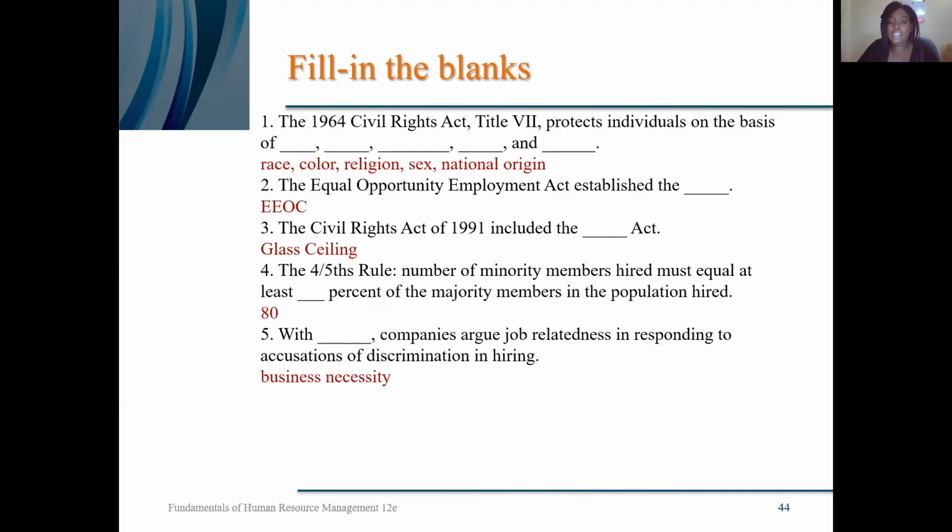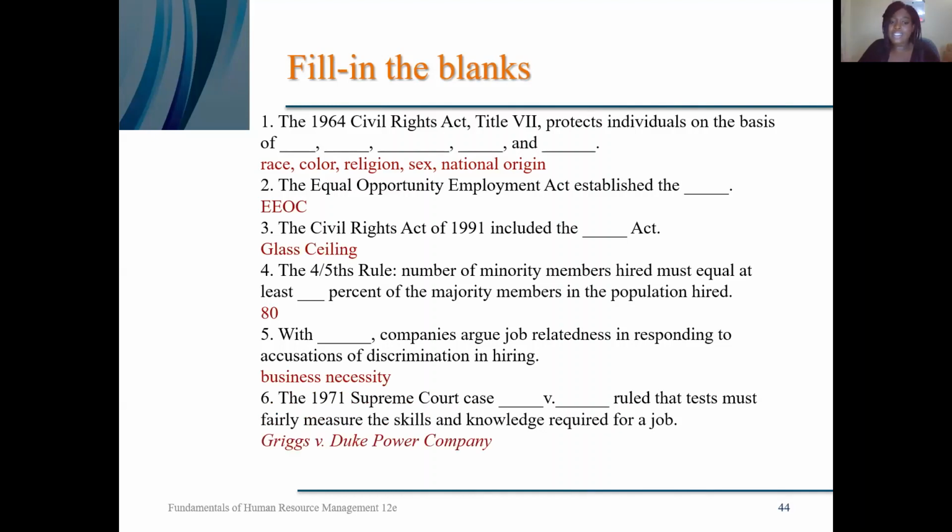With business necessity, companies argue job relatedness in responding to accusations of discrimination. So if it's a job-related issue, you can defend against the claim that you discriminated. And last but not least, the cases ruled that tests must be fairly measured and measure the skill and knowledge required for a job. All right, so this takes me to the end of this chapter. There's one more exercise; again, you can do it on your own. And then I'm going to move on to the next PowerPoint, which is chapter 4.